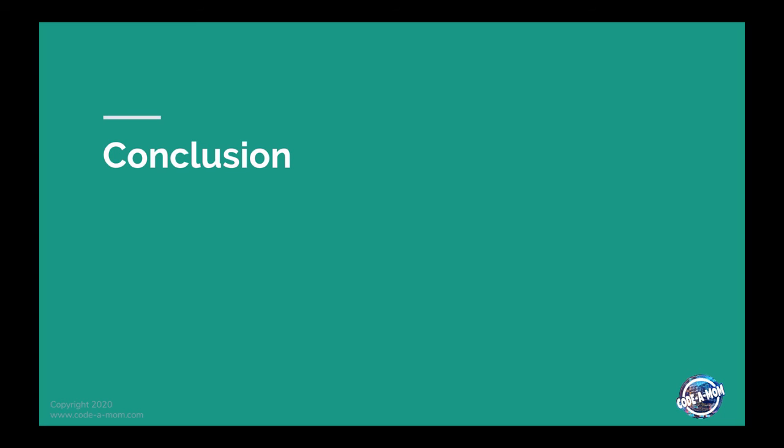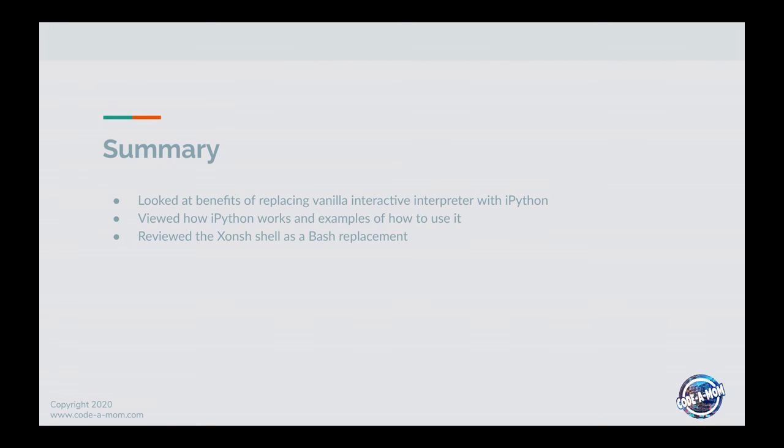So that's it for this video. I really just kind of wanted to jump into iPython, give you a brief rundown of it, especially as we do future videos. I will use it fairly often for quick and dirty examples, and I just don't want you to be confused about what I'm doing or how I do it. We looked at the advantages of replacing the regular built-in vanilla interpreter that Python provides you with the iPython environment, viewed how iPython works, some examples of how to use it, and then we talked about using the Conch Shell as a replacement for Bash.